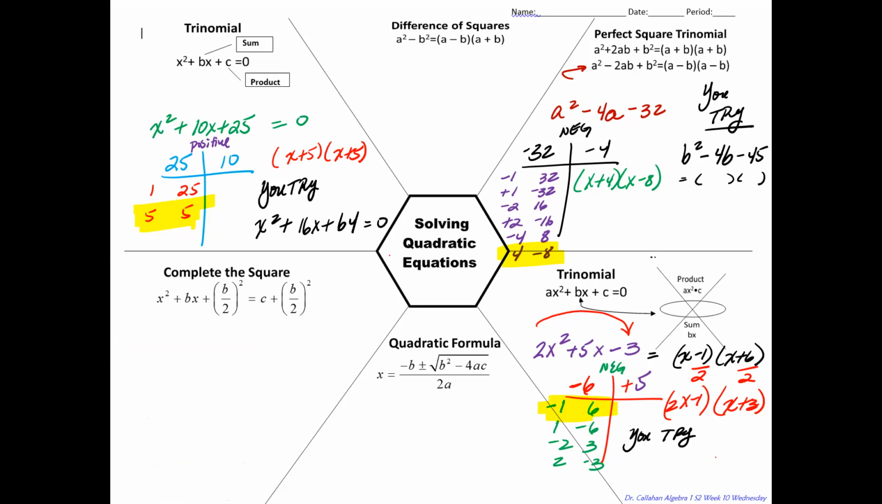Now, I'm going to have you guys try this one. So you are going to have a 3x squared minus 2x minus 1. So put that into 2 parentheses.